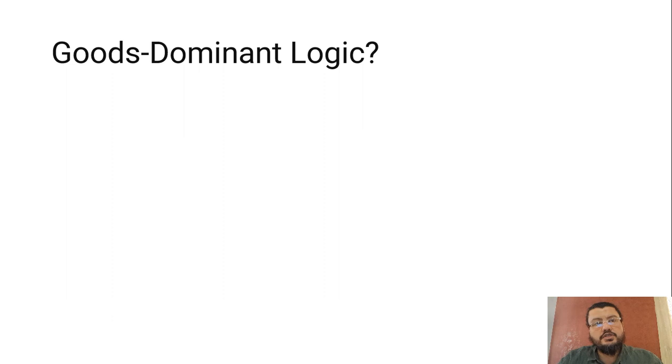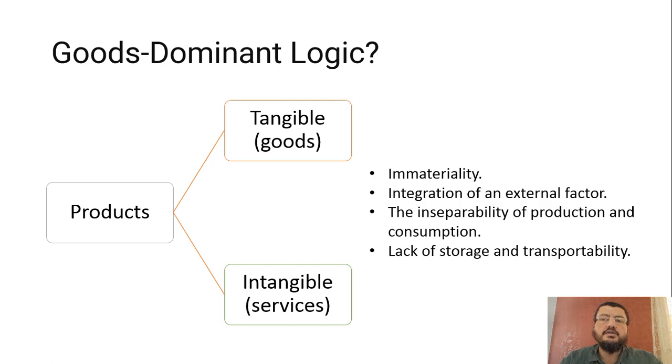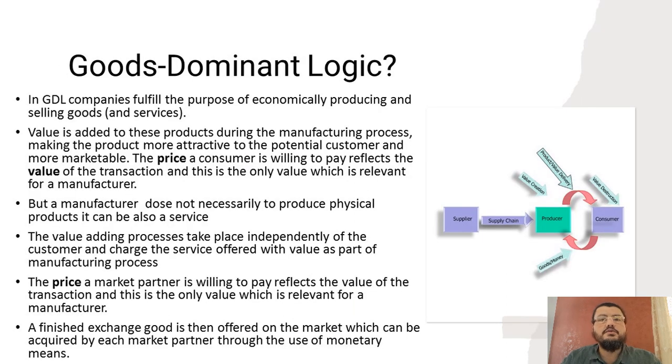Goods dominant logic (GDL) deals basically with products of a tangible and intangible nature, such as goods and services. There are several criteria that distinguish between tangible and intangible, such as immateriality, integration of an external factor, the inseparability of production and consumption, and a lack of storage. In GDL, the purpose of the economic activity is to make and distribute things that can be sold, such as services and products.